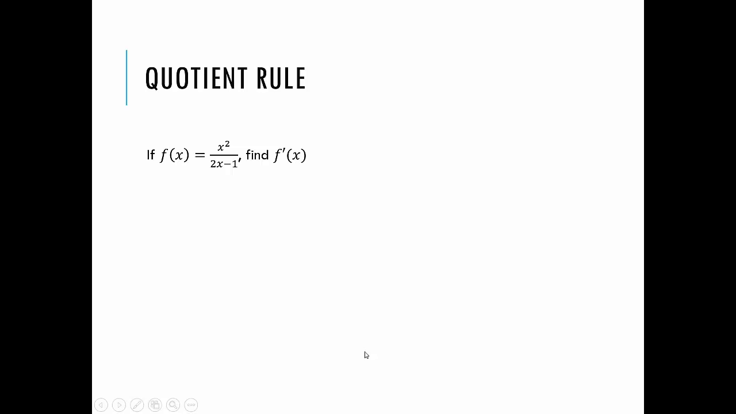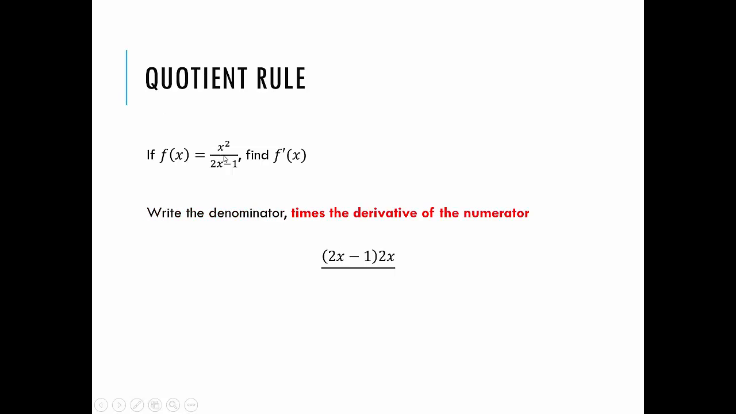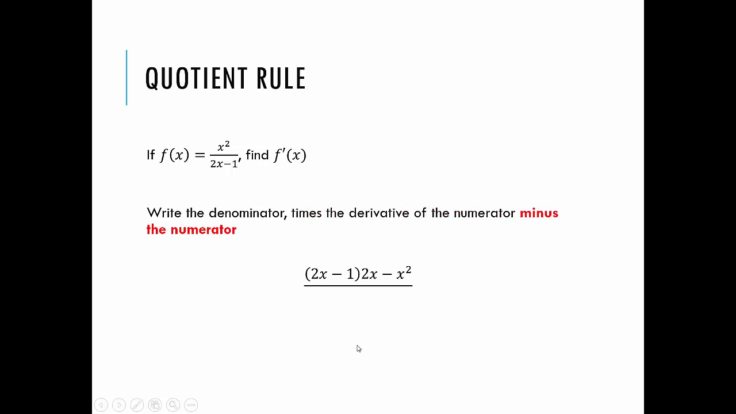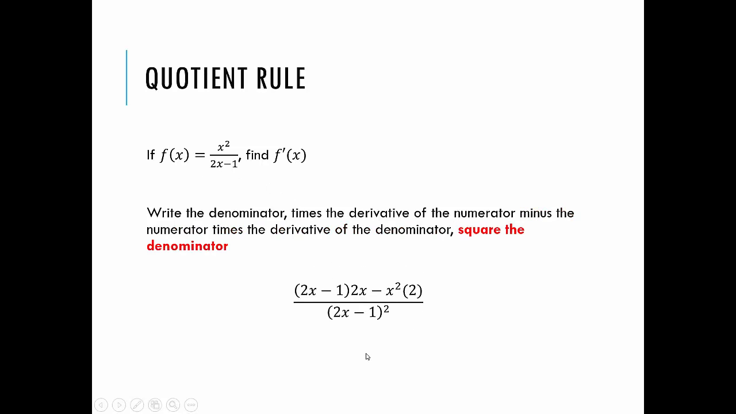So let's do it. Leave the bottom alone times the derivative of the top, x squared, the derivative's 2x, minus leave the top alone times the derivative of the bottom, which would be 2, and then square the bottom. Again, leave the bottom alone, derivative of top, minus leave the top alone, derivative of the bottom, and then square the bottom.